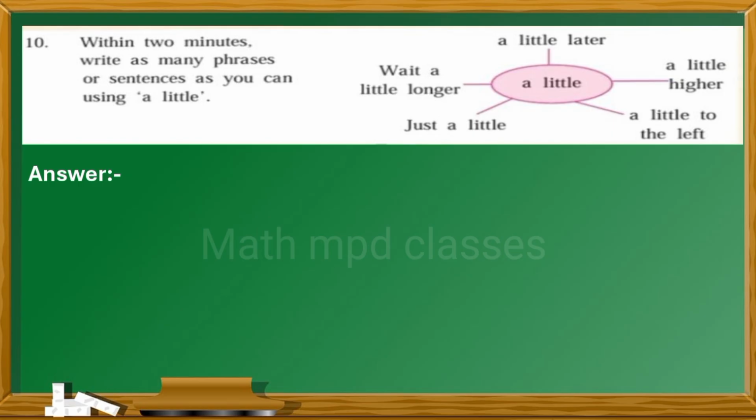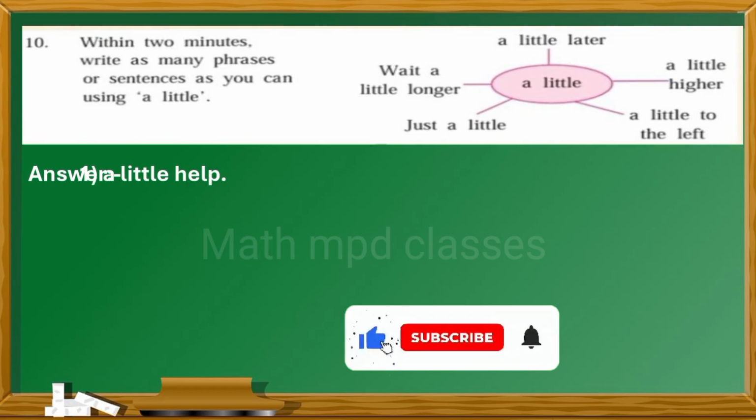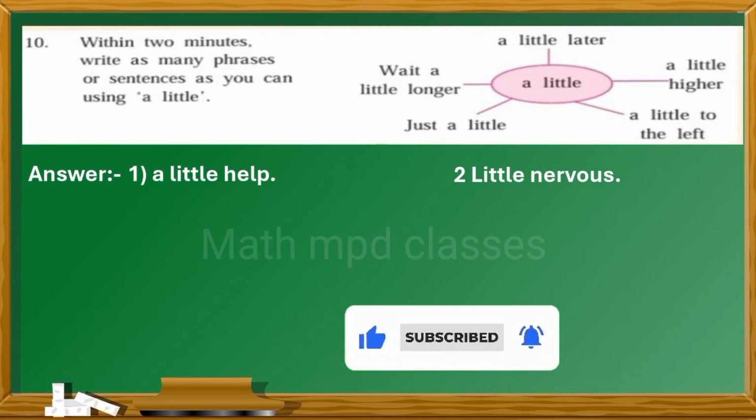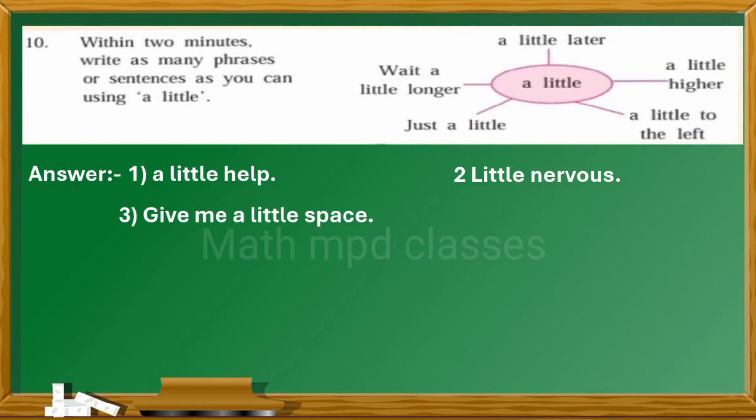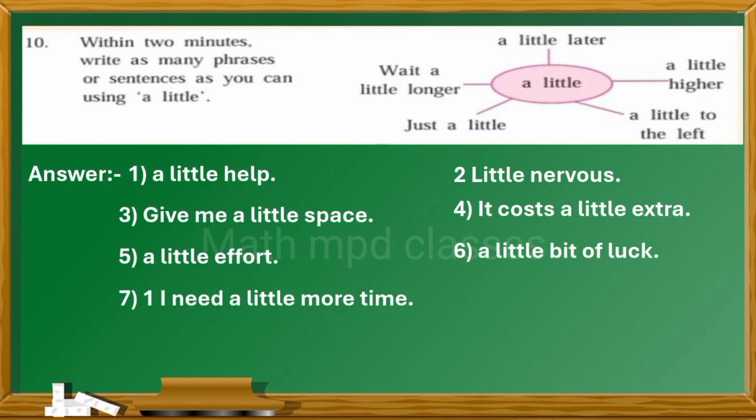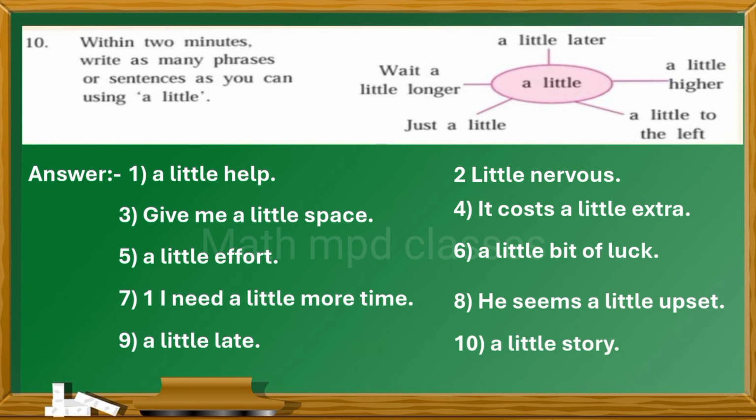Question number 10. Within 2 minutes, write as many phrases or sentences as you can using a little. For example, here is given a diagram. A little later, a little higher, a little to the left, just a little, wait a little longer. Answer is like that. A little hip. Next, little nervous. Next, give me a little space. Next, it cost a little extra. Next, a little effort. Next, a little bit of luck. Next, I need a little more time. Next, he seems a little upset. A little late. A little story.